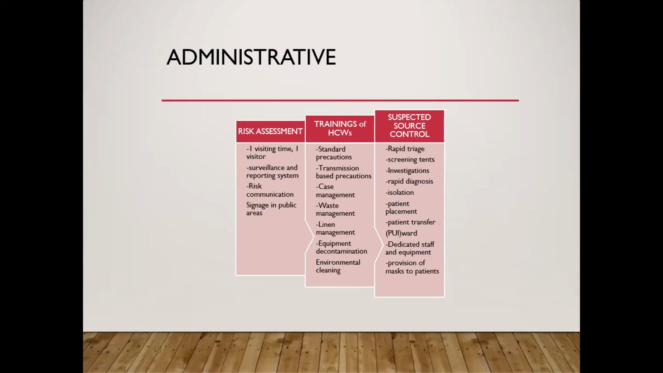And then for the suspected sources, we were doing rapid triaging so that we identify them quickly. Tents were set up at the main gates where everyone who was coming into the hospital was screened. They were screened using infrared thermometers, and there was also a questionnaire which is used to ask general questions which can help us to identify the suspects.